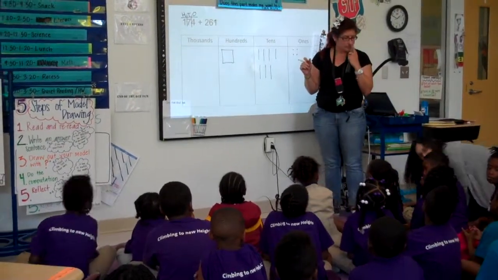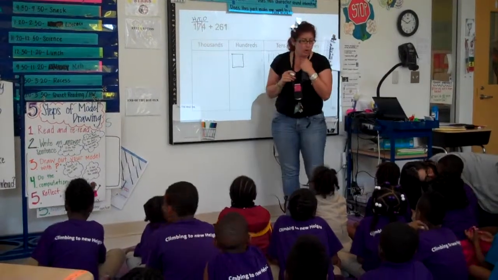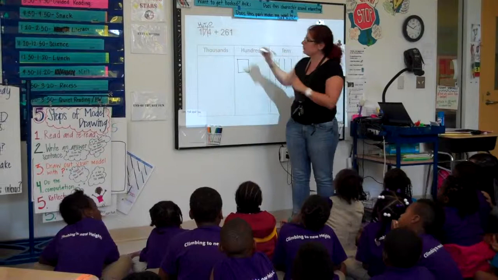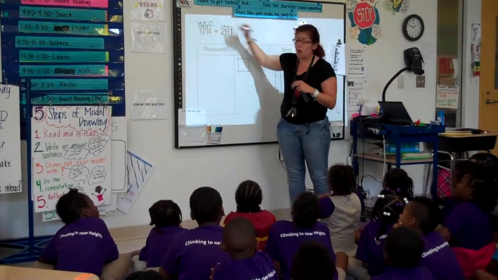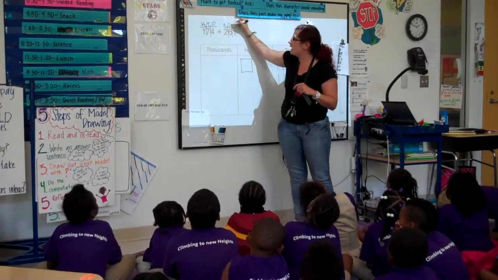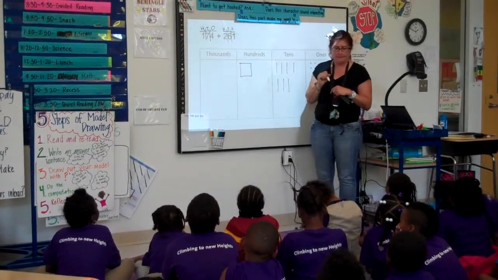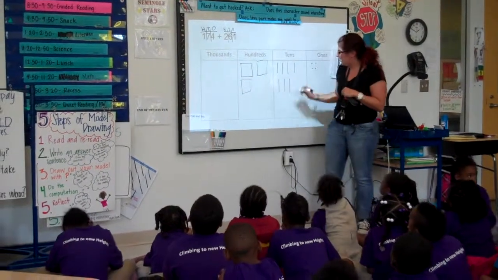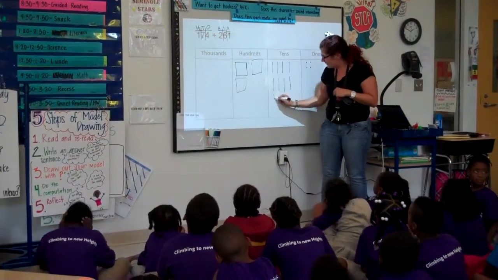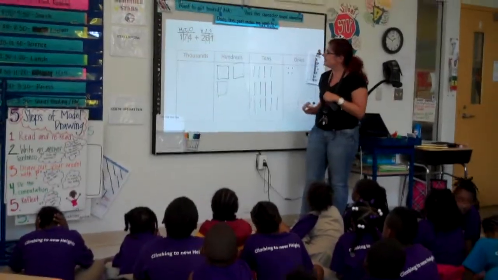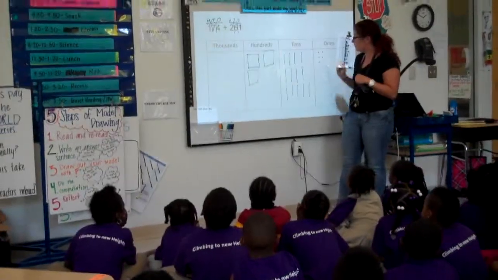Now, I'm going to do 261 the same way. Okay? I don't always have to do this. This is just to help me. Hundreds, tens, ones. I have 2 hundreds, 6 tens. That's 1, 2, 3, 4, 5, 6, and 1 one.